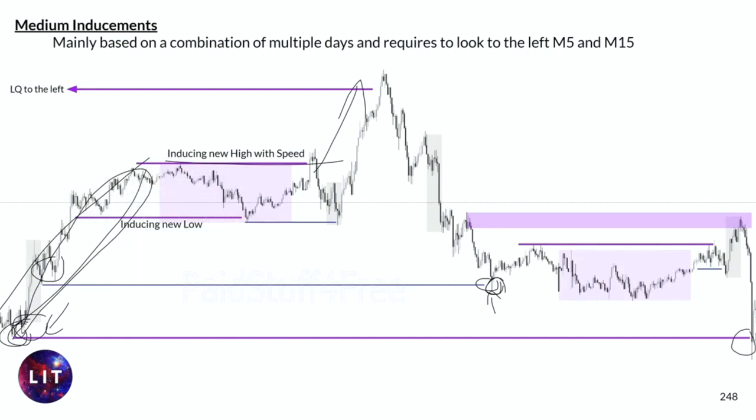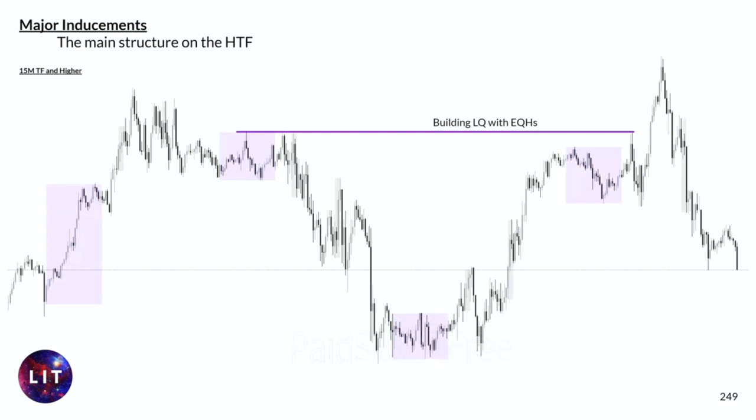Okay, so then what we have in here are major inducements. Major inducements are pretty much the main structure on the higher time frames. This can be everything on like 50 minutes or even 1 hour or even higher, right?